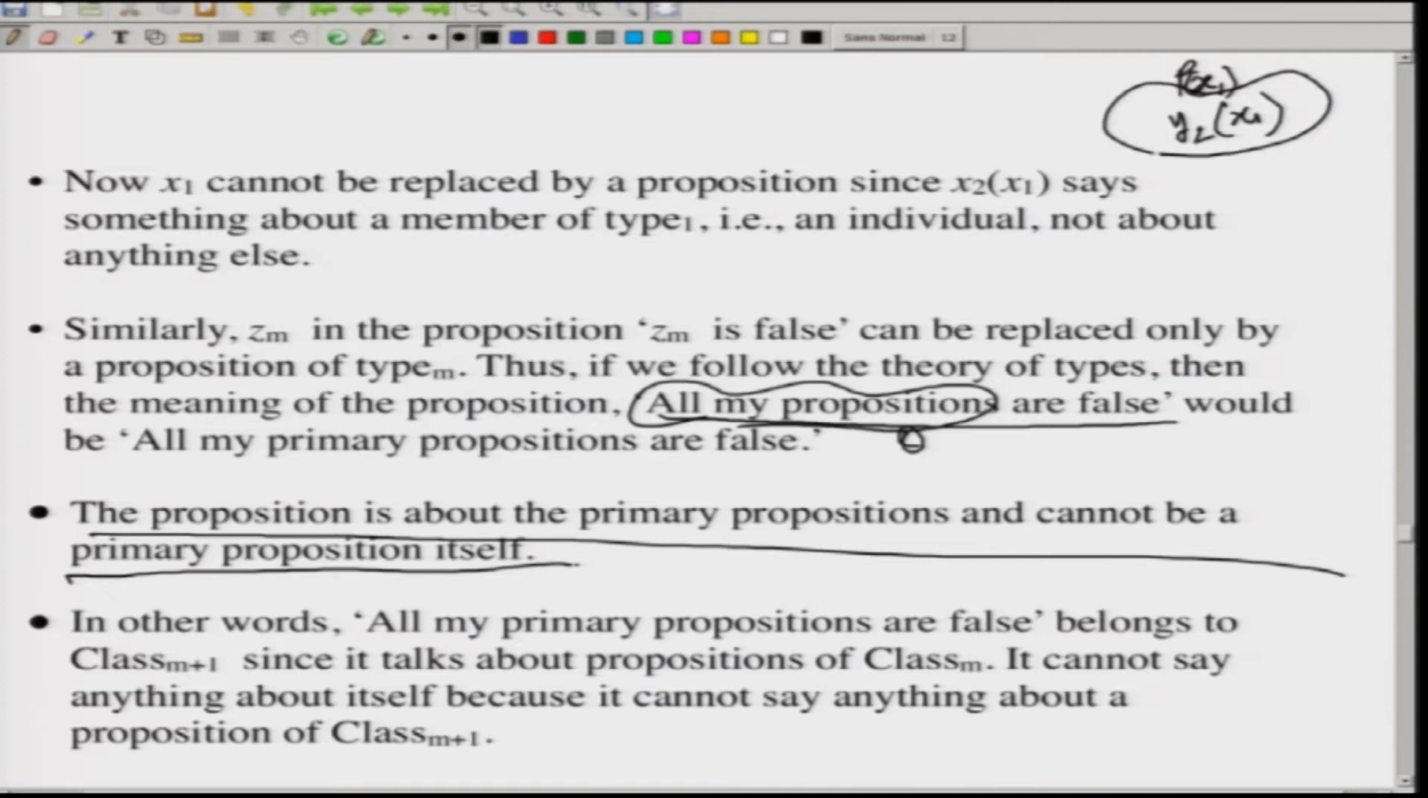Because it talks about other propositions, it will not come under itself; it will not be self-referential. We are reinterpreting this sentence because we have to. What is our tool for doing it? The type theory. Without the type theory, this proposition and all other propositions somehow belong to one level, which is not desired.